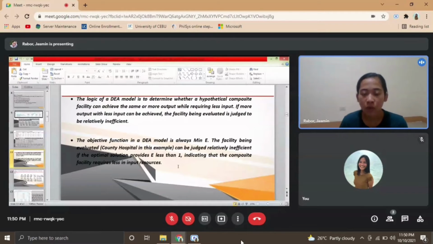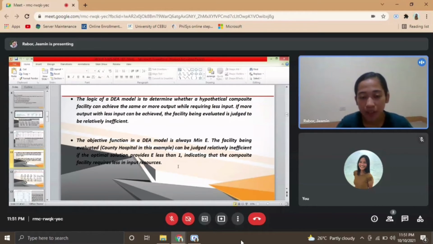So that is the general form for the output constraints and for the input constraints. For the output constraints, it should be greater than or equal to the output of the county hospital, which is the hospital being evaluated. And for the input constraints, it should be less than or equal to the available resources. That is the goal of every organization: to maximize its output and minimize its input.